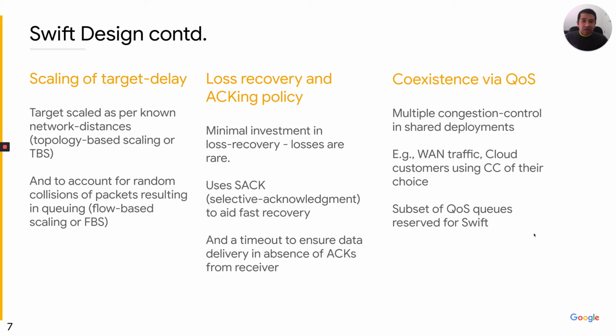Swift is deployed at Google fleet-wide in a shared deployment, which means that we have WAN traffic, which is using its own CC. We have cloud customers, which are using the CC of their choice. And to provide isolation for Swift traffic, we leverage COS features in switches. These COS features are readily available in all commercial switches. Most of them support 10 plus COS queues. And what we do is reserve a subset of them solely for Swift traffic.